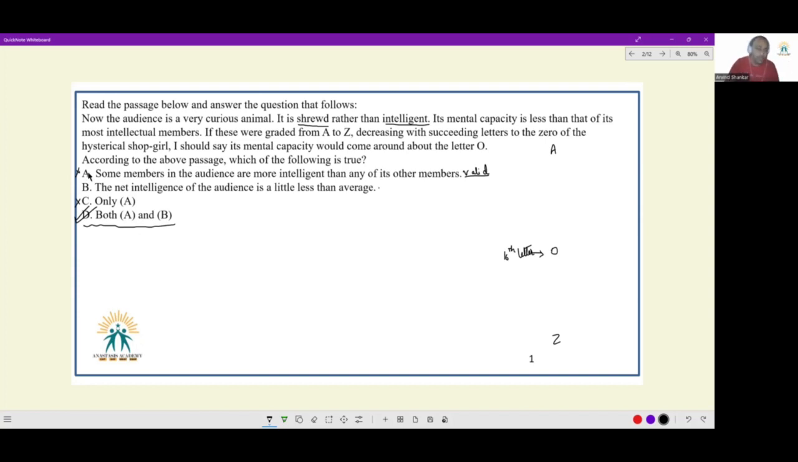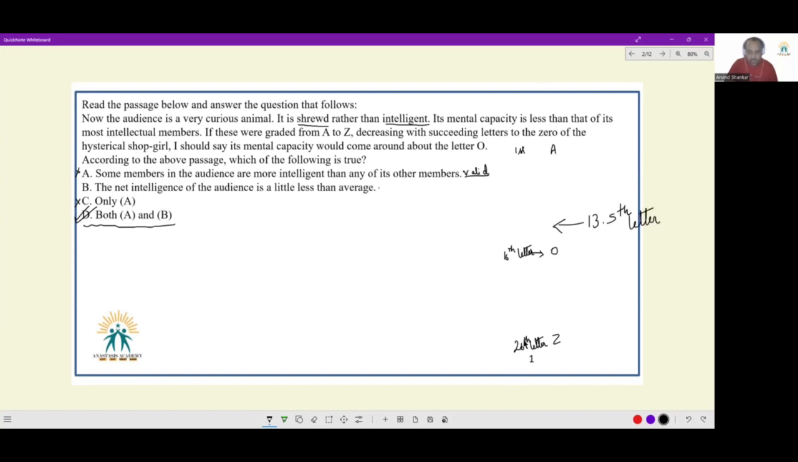The reason why option B is valid, let's read that. The net intelligence of the audience is a little less than average. Now see, A is the first letter and Z is the 26th letter. And if we are grading the intelligence of people, the average would be around the 13.5 letter.